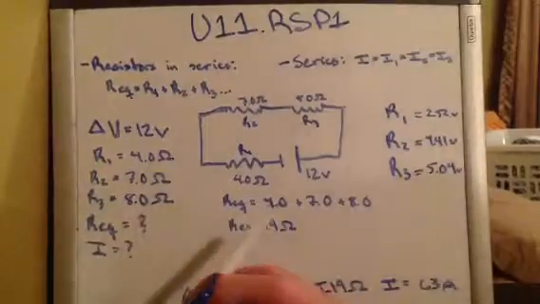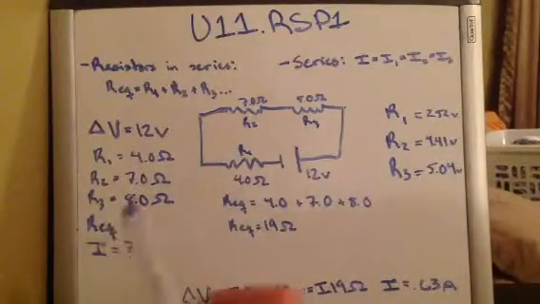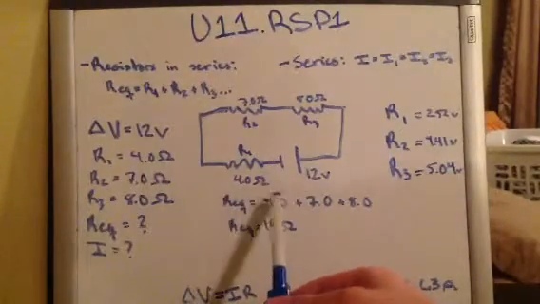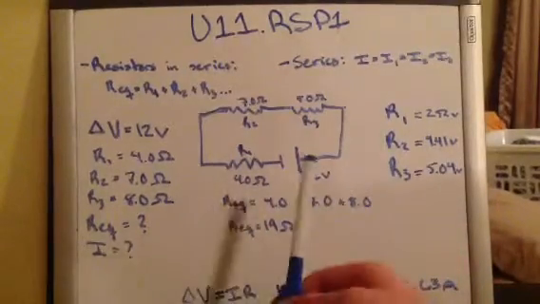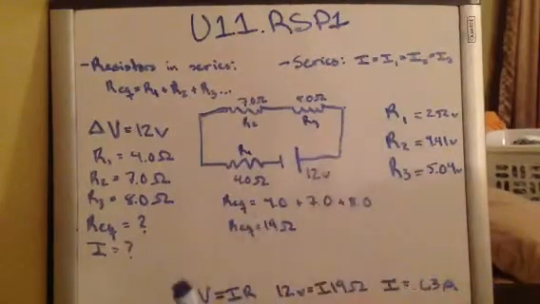So we'll start by finding the equivalent resistance, which is fairly easy. You just take the resistances of each individual resistor and add them together. So we take 4 ohms plus 7 ohms plus 8 ohms, and we get 19 ohms.